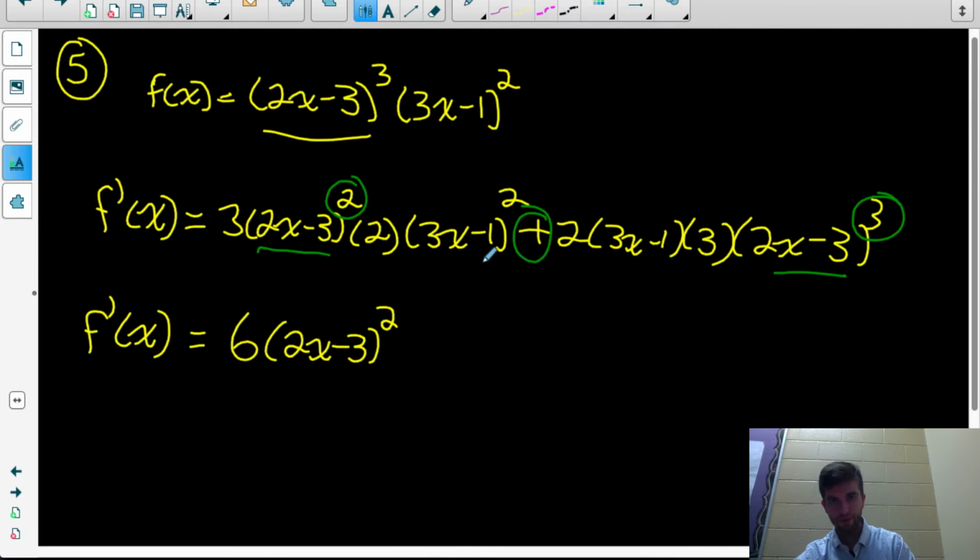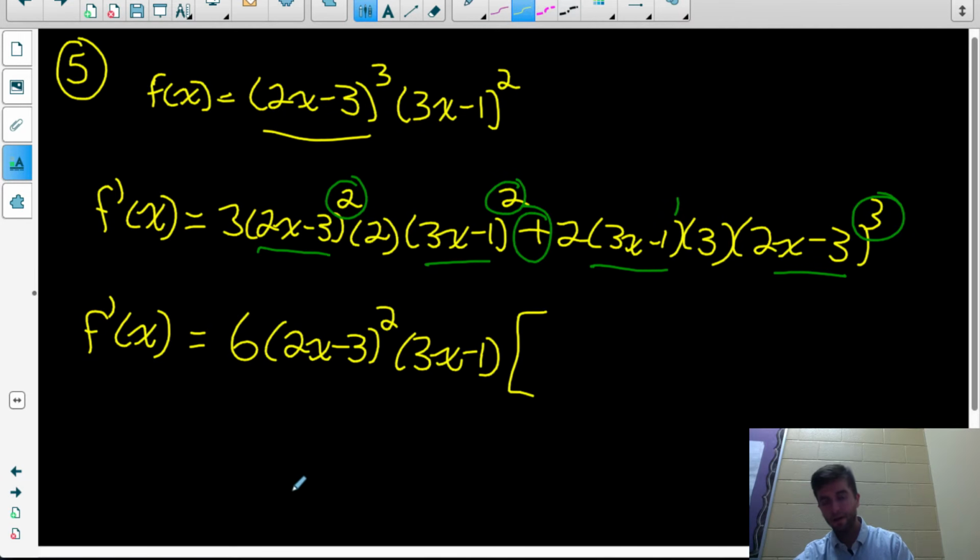And they both have a 3x minus 1 factor. This one has 2 of them. This one just has 1 of them. So I could take out the one with the lower exponent. I could take out a 3x minus 1 to the 1. And now after I'm common factoring it out from both terms, I need to divide both of the terms by what I took out.